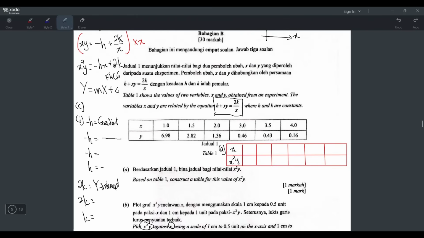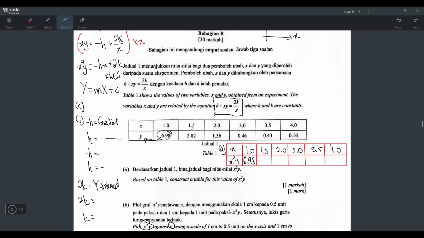So the x and this x is the same. That means the x value never changes. So you can just copy everything. 1.0, 1.5, 2.0, 3.0, 3.5, 4.0. Everything's the same with here. But here you cannot write the same value because this one is x square y. It means you have to take the x value square first and then times with y. So this is not, this is the y, right? So what I have to press in my calculator, I have to press x square times y. So it's 1 square times 6.98, and you get 6.98 also.